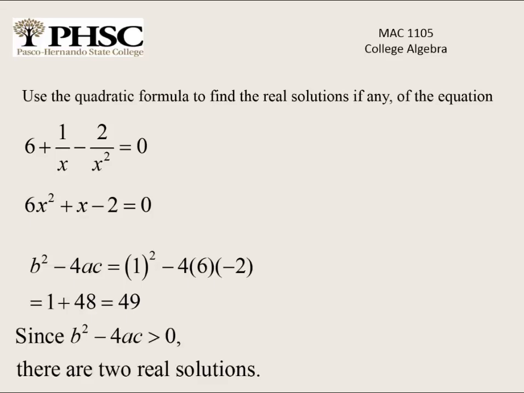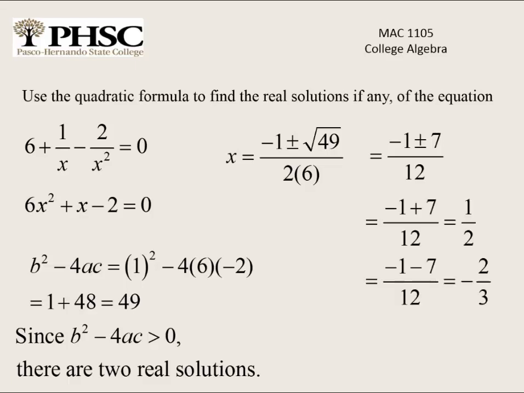Since it's greater than 0, I have two real solutions. So I'm going to use the quadratic formula. Plugging in the values of a, b, and c, I end up with negative 1 plus or minus square root of 49 over 2 times 6, which simplifies to negative 1 plus or minus 7 divided by 12. So then I have my two solutions. Negative 1 plus 7 divided by 12 is 1/2. Negative 1 minus 7 divided by 12 is negative 2/3. Those are my two solutions, and here's my solution set.